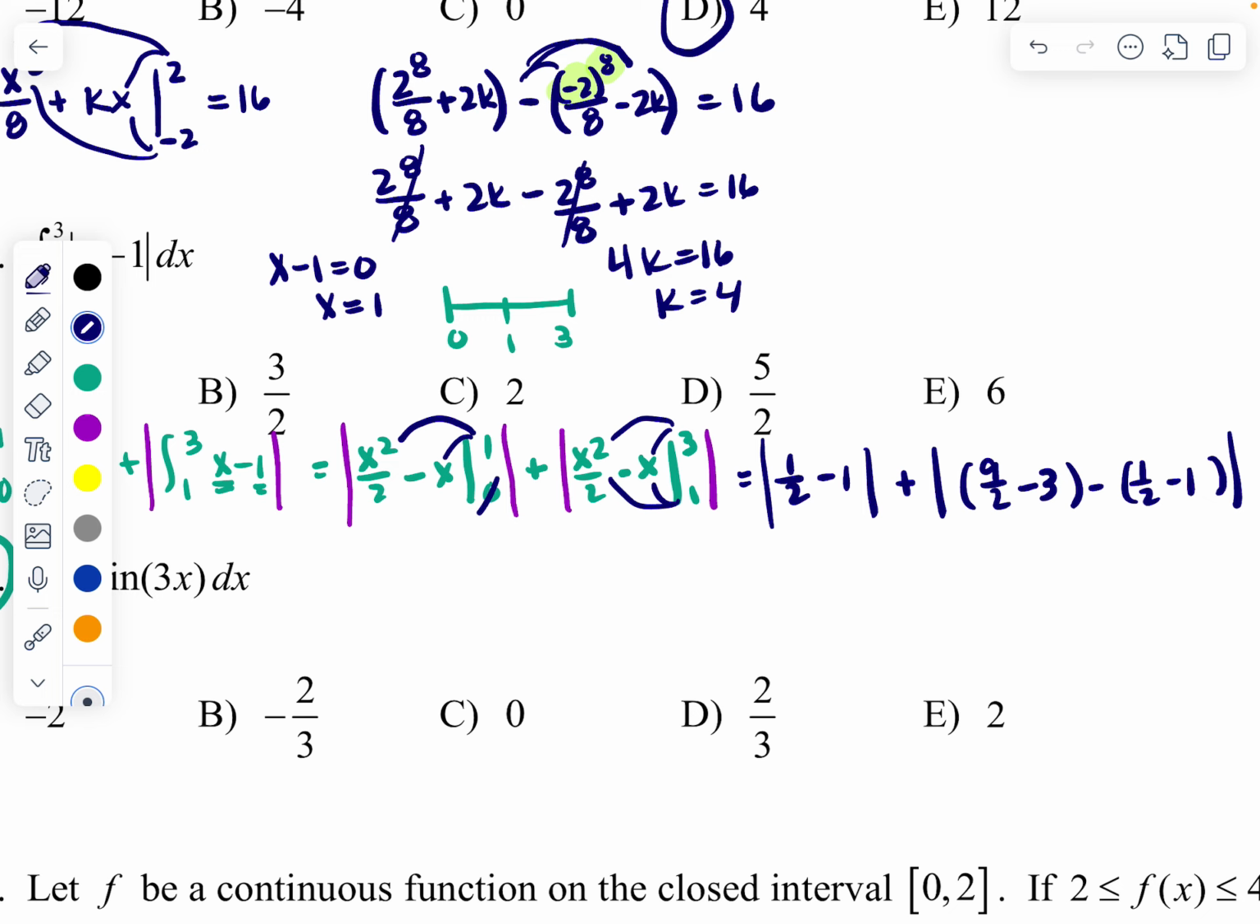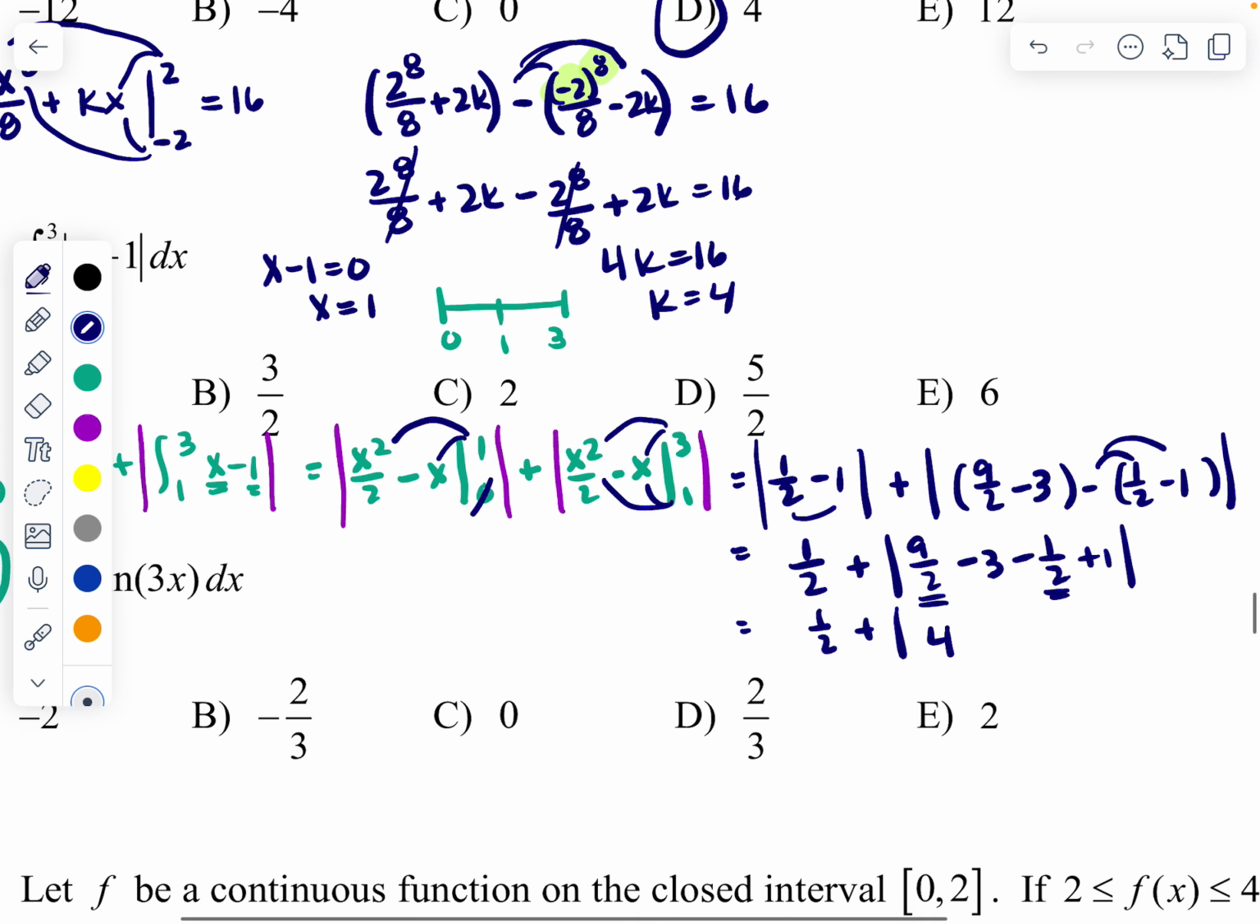And then minus 1. Okay, so on this first little part, 1/2 minus 1 is negative 1/2. The absolute value of negative 1/2 is 1/2, so I have that. Then on this part, let's break this up a little bit. So I have 9 over 2 minus 3, distribute the negative, minus 1 over 2 plus 1. So that gives me 1/2 plus absolute value of 9 over 2 minus 1 over 2 is 8 over 2, which is 4. Then I have 4 minus 3 plus 1.